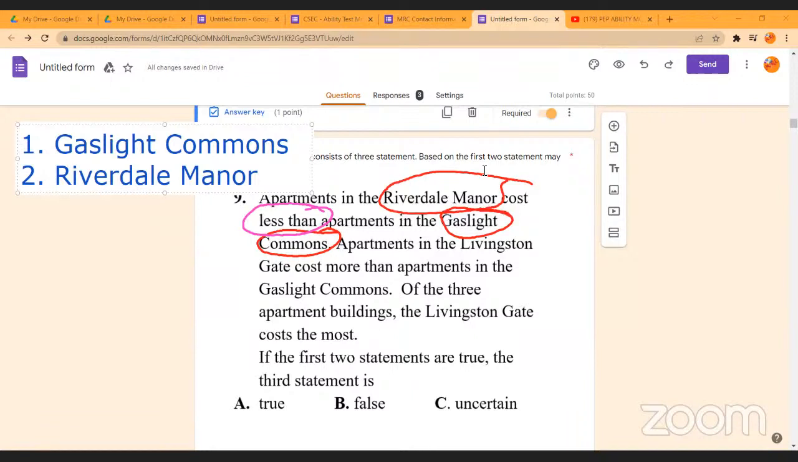Awesome. Cost more than apartments in the Gaslight Commons. Not commerce. Remember, say I go over command. Good, command. And they put an S on it now. Commons. Read the sentence for me now. Read it one more time.